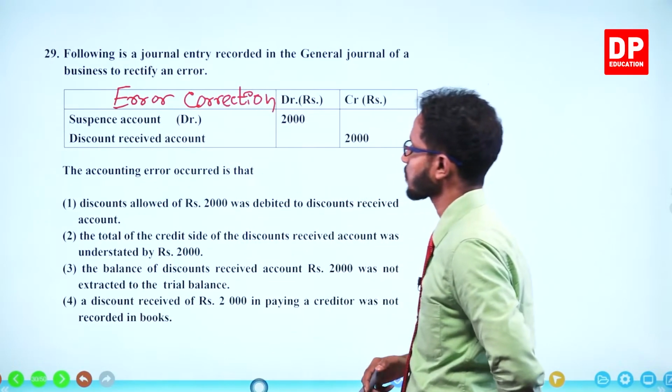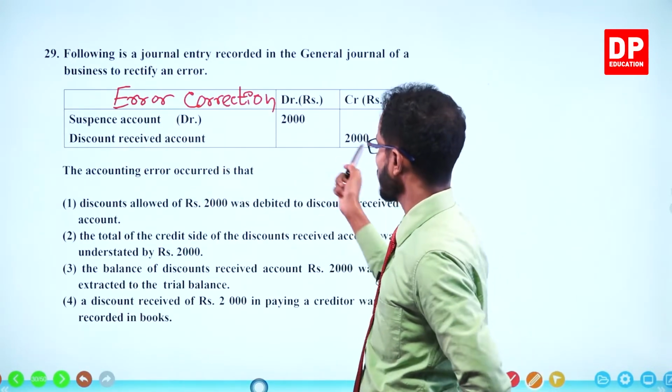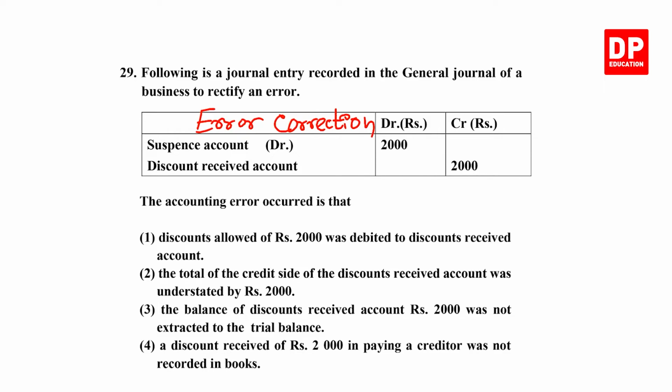Error correction. Suspense account debited, discount received account credited. The accounting error that occurred is that suspense account is debited 2000 and discount received account is credited 2000. All right, so that is a correction of an error.